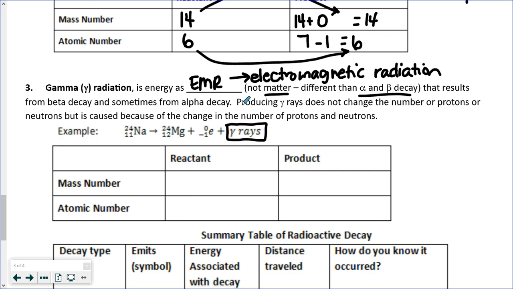So the reason that gamma rays are released is basically just moving from a really unstable state to a more stable state.